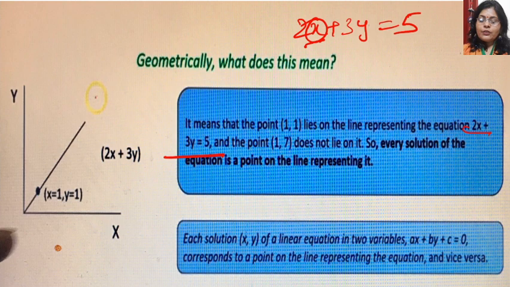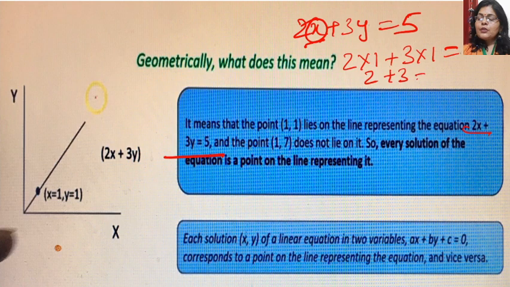Suppose we have taken 2 points, 1 and 1. Let us see if these 2 points satisfy the RHS or not. So 2 into 1 plus 3 into 1 is equal to 2 plus 3, which is equal to 5, which is equal to RHS. So this satisfies LHS equal to RHS, where both sides are equal. That means it is satisfying, and that will be the solution of the linear equation, and those two coordinates will always lie on the line.